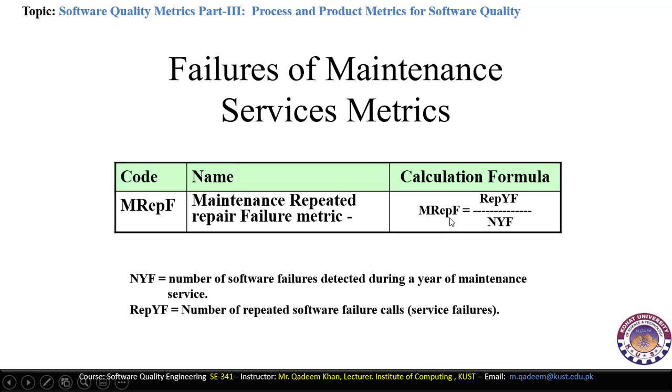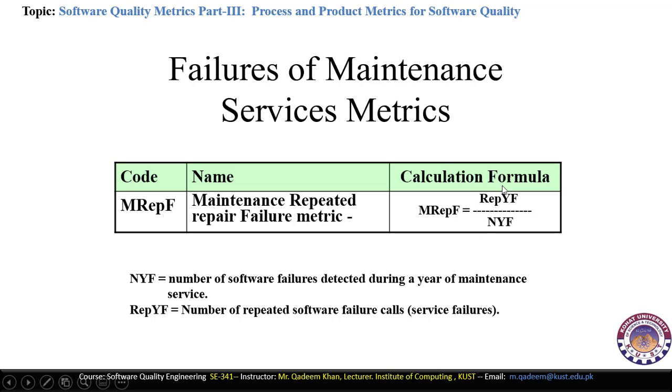So MREPF is equal to REPYF, that is repairing, divided by NYF, while this value is the number of repeated software failures called. So when we call again and again to the help desk that this system is failing, and for this particular period of time it has failed, then we will count this value, that is REPYF, which is the number of repeated software failures called or services failures, and it is divided by NYF, while NYF is the number of software failures detected during a year of maintained services.